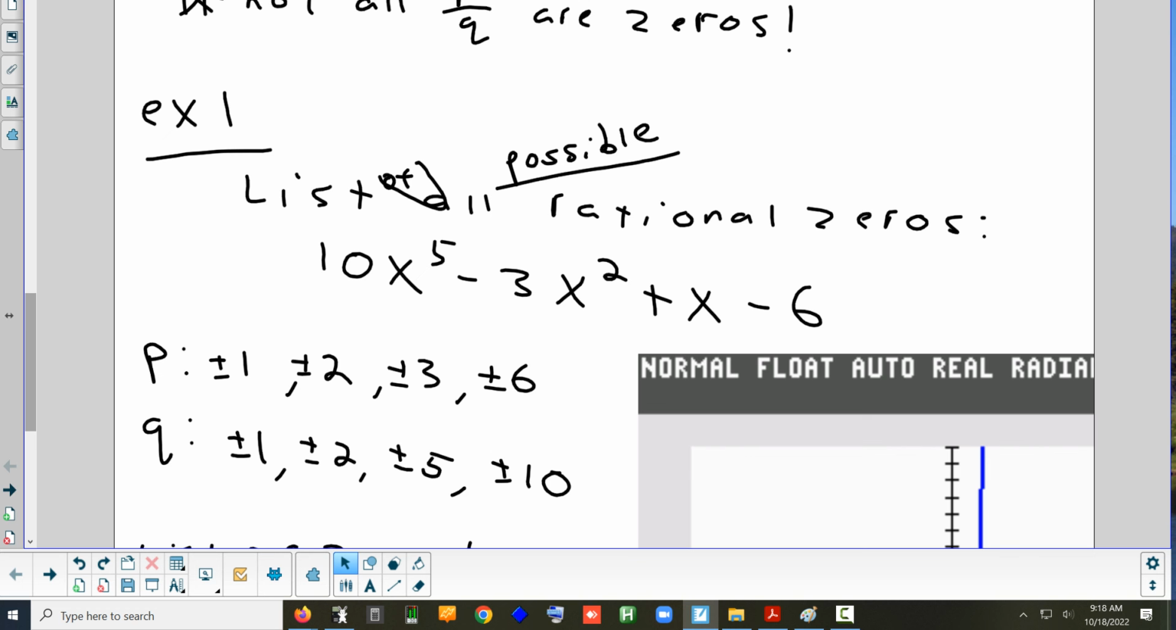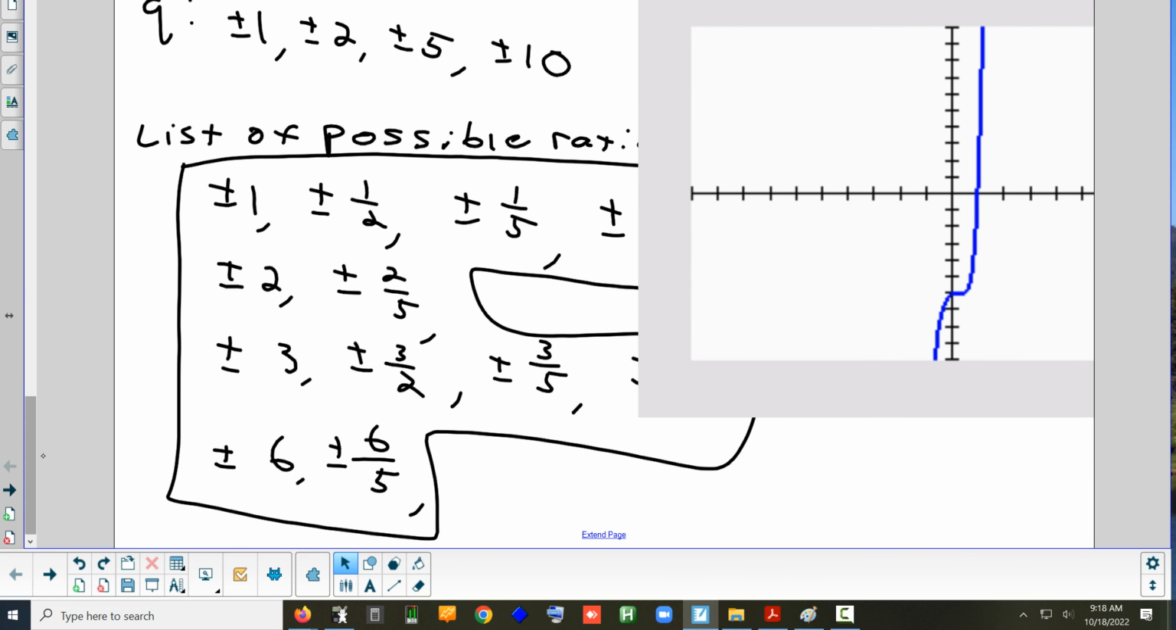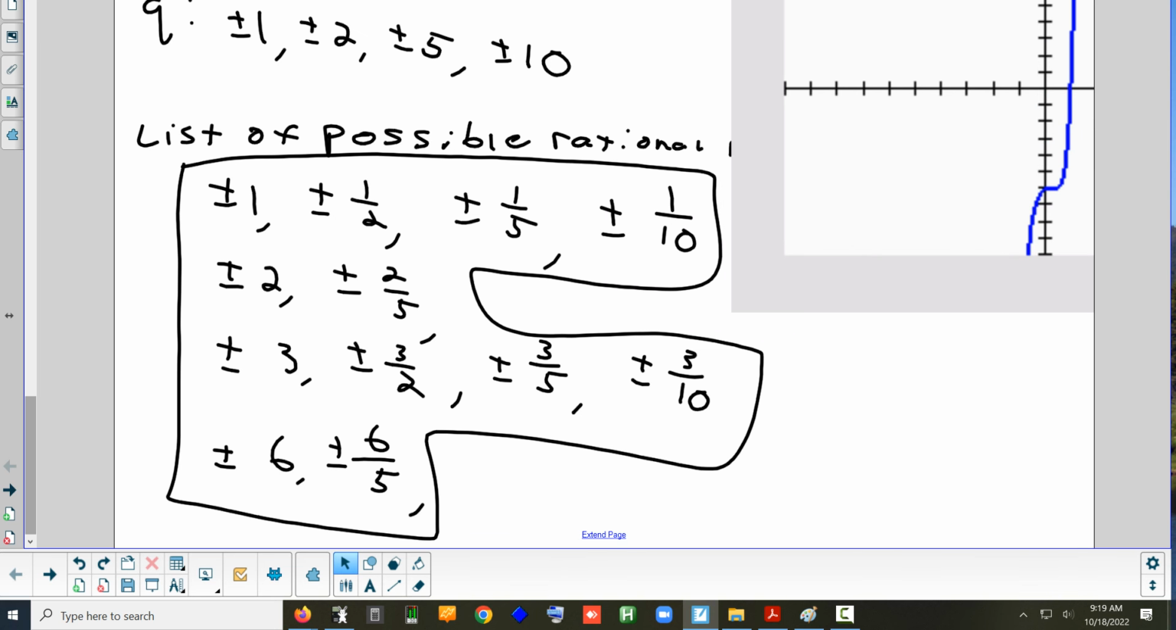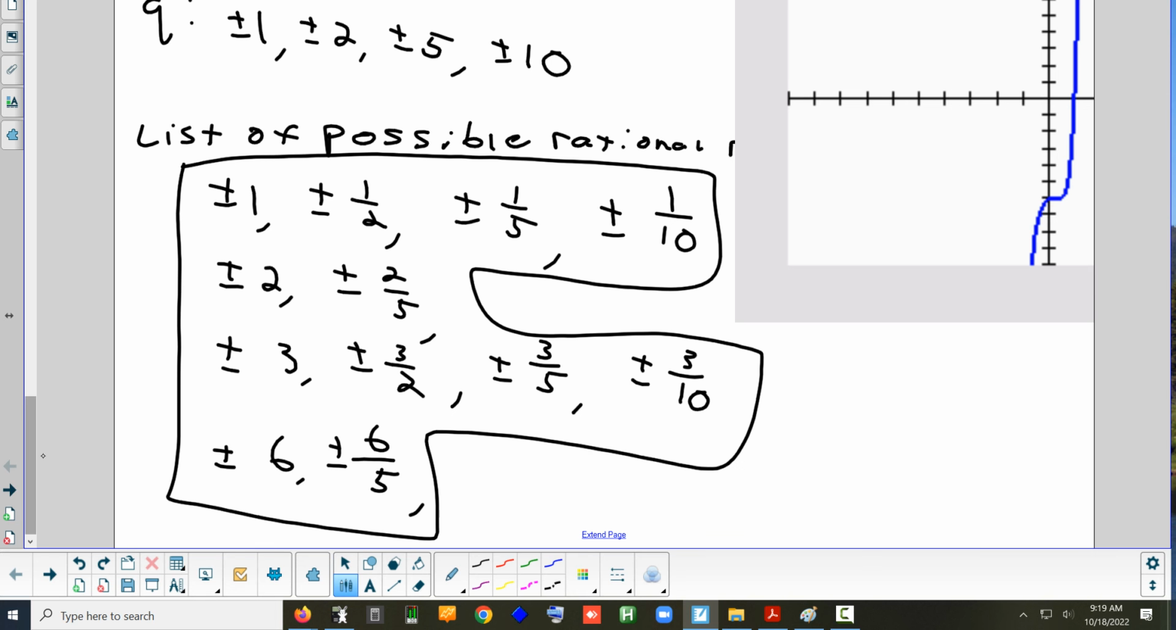Look at where it crosses. Where does it look like it crosses? Yeah, I think it crosses pretty close to 1. So let's cross out the numbers that don't even look close to 1. Does it look like it crosses at -1? No. Does it look like it crosses at 0.5? No, it doesn't look anywhere close to that. Does it look like it crosses close to 0.2, which is 1/5? No. How about 0.1? It's pretty close to the origin. Is it near the origin where it crosses? No.